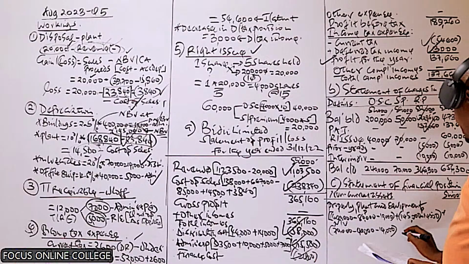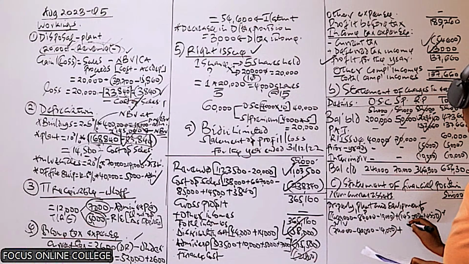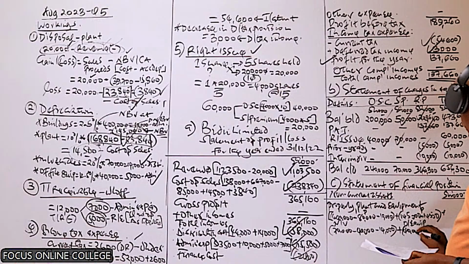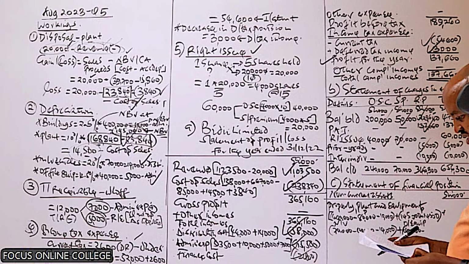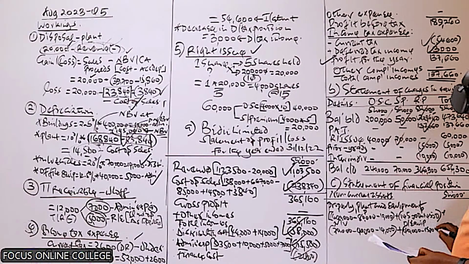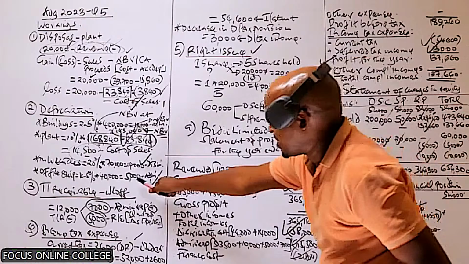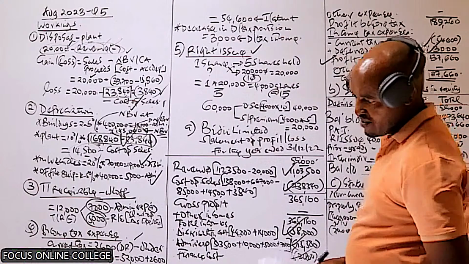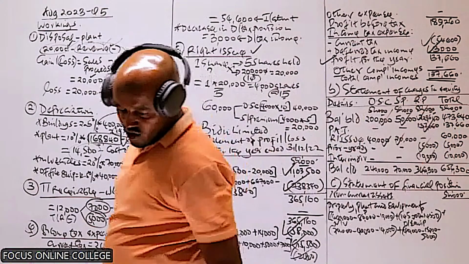So to this, we add the net book value for office equipment. For office equipment, I'll do the same. I'll take the cost, which is 40,000. I will less the accumulated depreciation at the start in the trial balance, 15,000. I will also less the depreciation for the current year, which is 5,000. So this now will give us the net book value for the office equipment at the end.